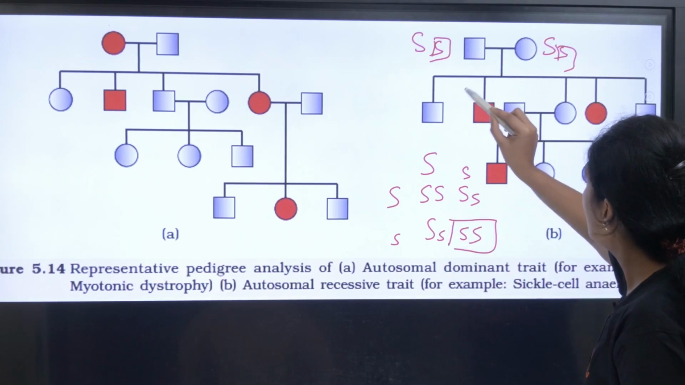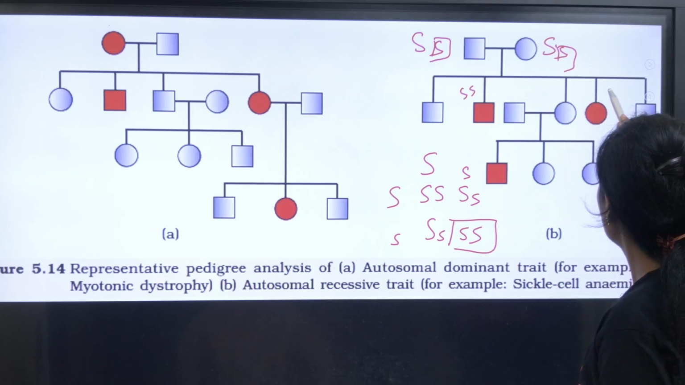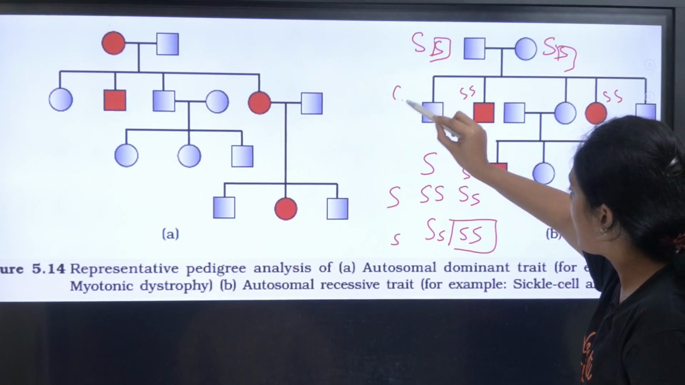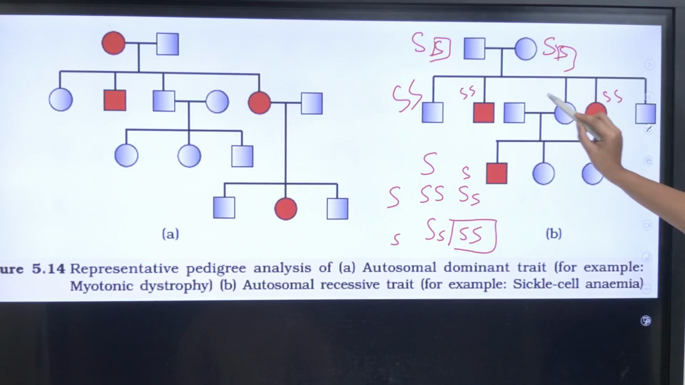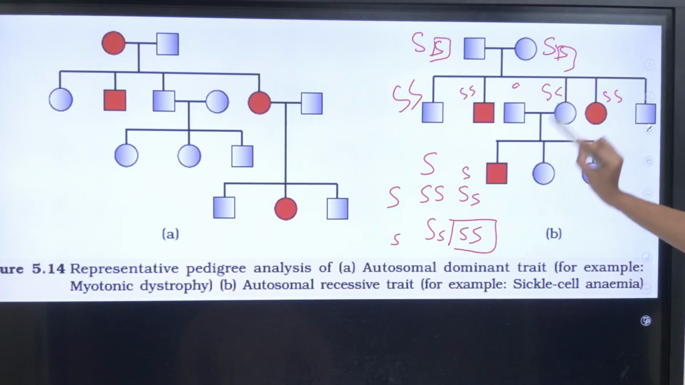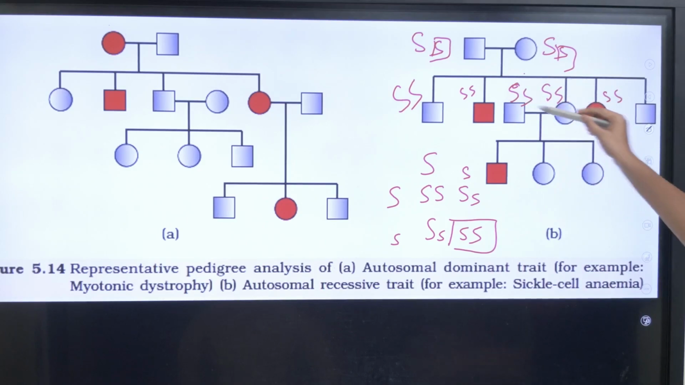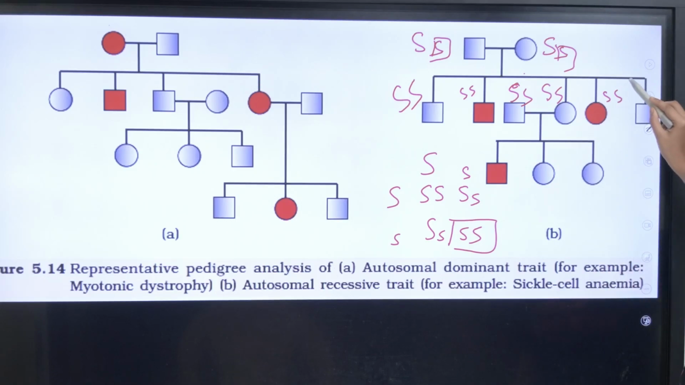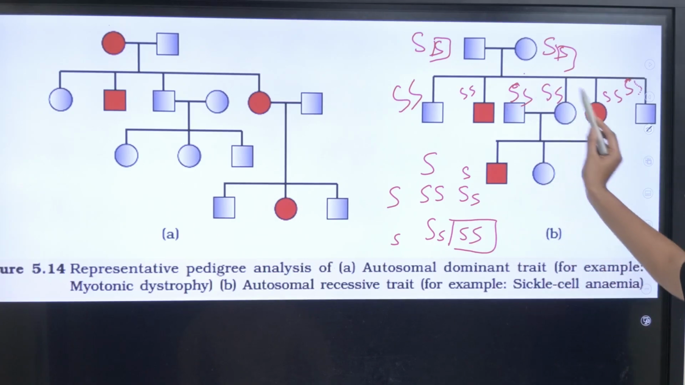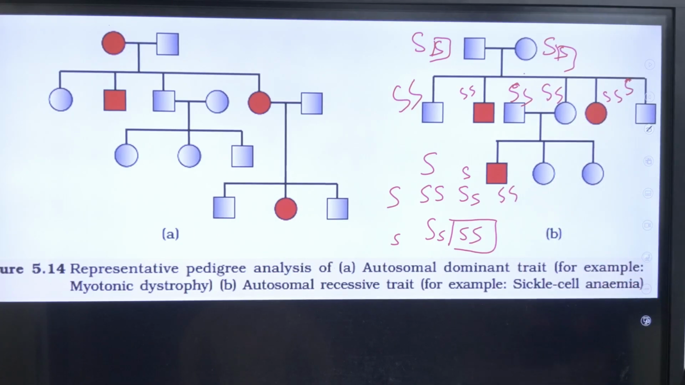You can see this is Ss, this is Ss, this is capital S, and this person should be a carrier because here there is an affected one. This person should also be a carrier. This is a new person, not related to this progeny, who is getting married, and this could be a normal SS. So what happens? Again these both are carriers, so there can be affected children.